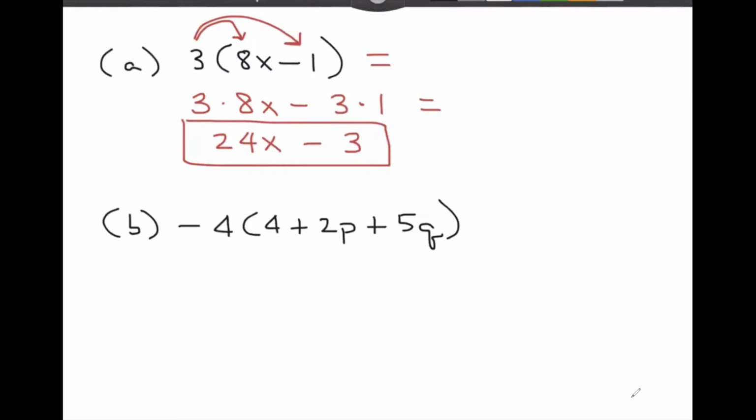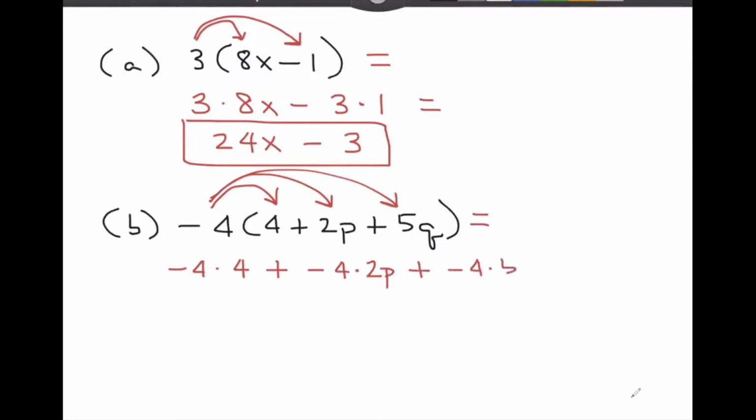All right, next, we have negative 4 times 4 plus 2p plus 5q. Now I am going to show a ridiculous amount of work to start off with, but then later on, if you want to skip some of these steps, it's fine. Just be careful about skipping steps because I find that's where people make mistakes. I used to make a lot more mistakes when I would skip steps.